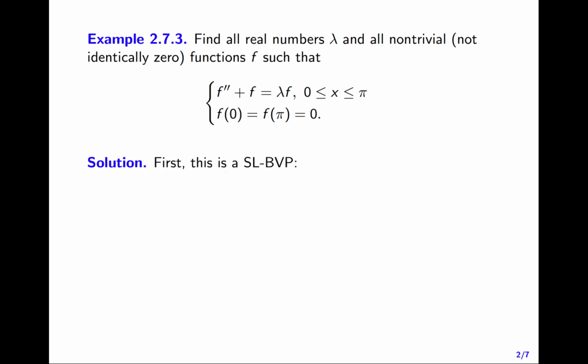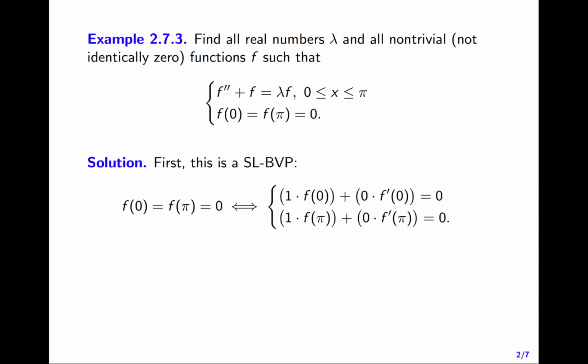So although I've written this problem in a slightly different form from the previous slide, it is indeed a Sturm-Liouville boundary value problem. Here's why. If you look at the boundary conditions f of 0 equals f of pi equals 0, well, that's the same thing as the two sets of conditions 1 times f of 0 plus 0 times f prime of 0 equals 0, and 1 times f of pi plus 0 times f prime of pi equals 0.